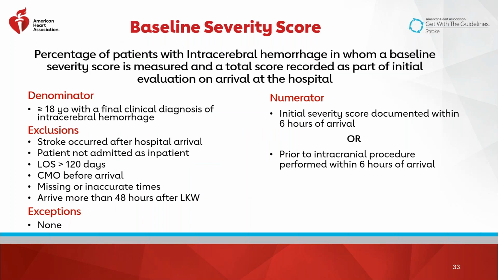I'm just going to go through the definition here in the denominator and numerator. Again, you have this for reference. So the baseline severity published measure within the 2018 document is percentage of patients with ICH for whom a baseline severity was done and a total score was reported as a part of the initial evaluation. It's really important to understand that this measure does have 2 phases to it. It's within a 6-hour time frame that an initial score for that patient would be done, or if a procedure was done within that 6 hours, the ICH score was done prior to that procedure being done. And that's how it's defined and written in the published measure.